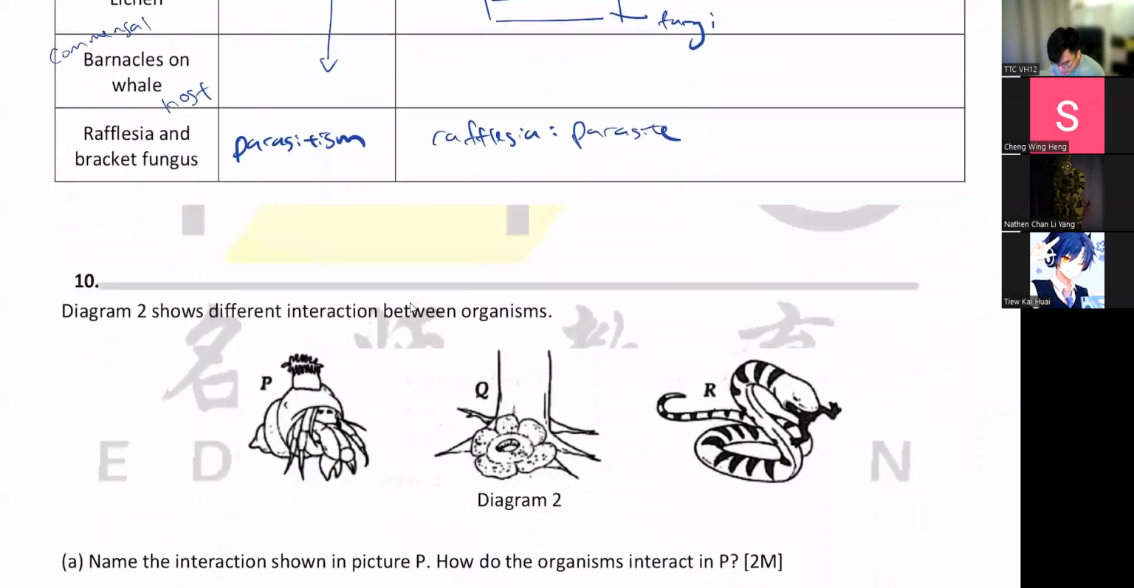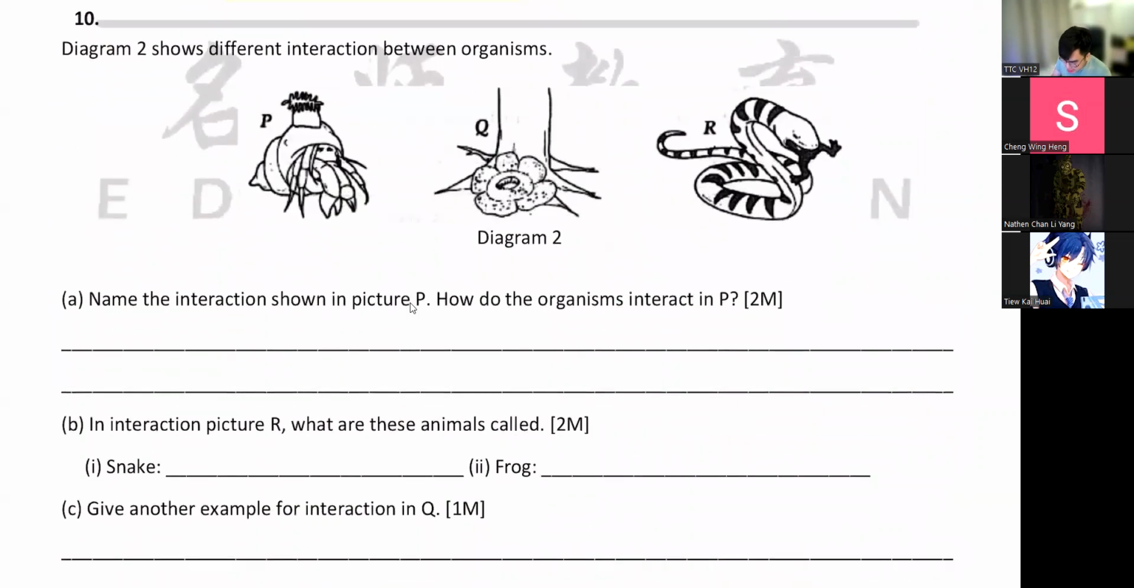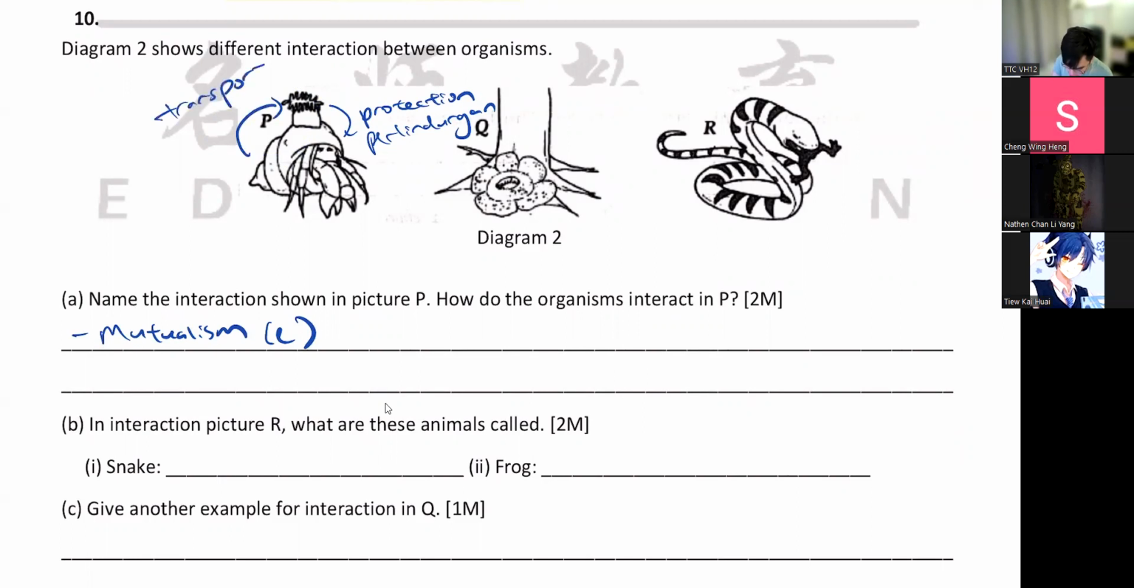Okay, cool, easy peasy. So number 10, name the interaction shown in picture P. So what is this? This is mutualism. Add another E if you are in BM. So how do they interact? I'm just going to draw it up here. The sea anemone will give protection to the hermit crab, perlindungan. Of course, if I write this in sentence form, the sentence will be very long, so I'm going to keep this short. And the hermit crab will give free transport to the anemone, pengangkutan.